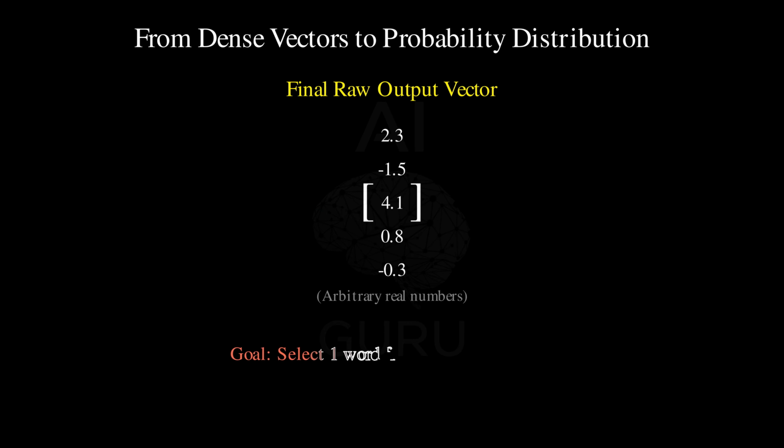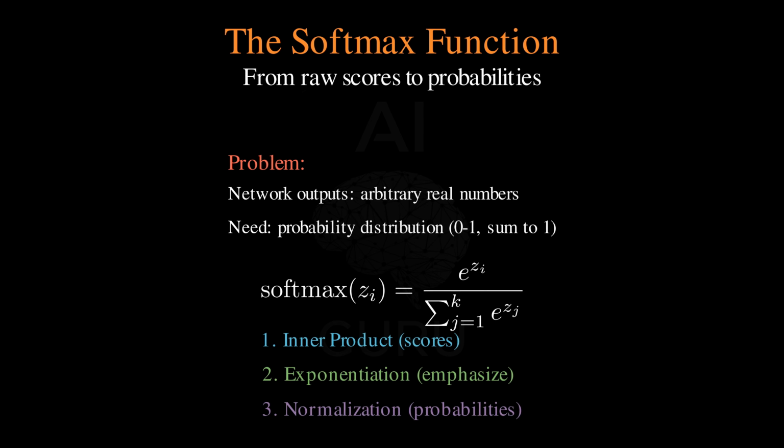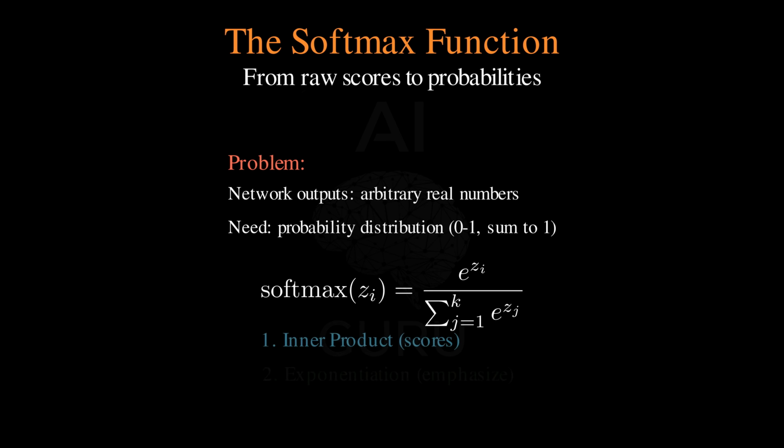It generalizes the logistic function, and it converts any arbitrary vector of real numbers into a probability distribution where all the values are positive and they sum exactly to 1. It is mandatory for any classification task where the output must be one of k mutually exclusive classes. Okay, walk us through those 3 critical steps: the inner product, the exponentiation, and the normalization.